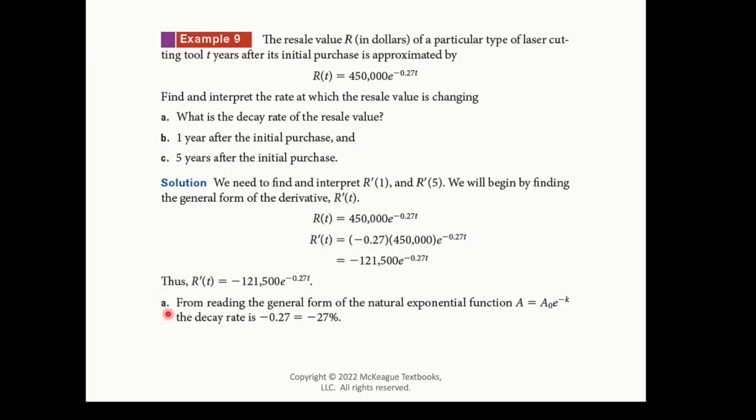Okay, so for part A, it says, from reading the general form of the natural exponential function, A is equal to A naught e to the negative kt, the decay rate is negative 0.27, which in percent form is negative 27%. This k is going to be your decay rate. If it was positive and it was growing, it would be your growth rate.